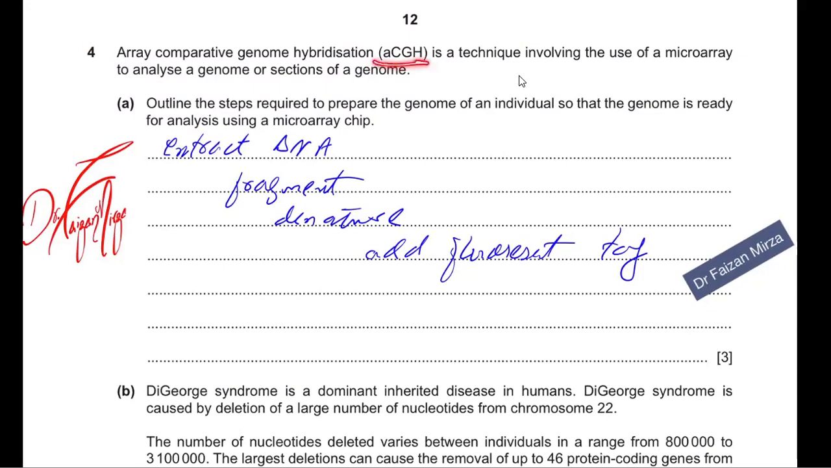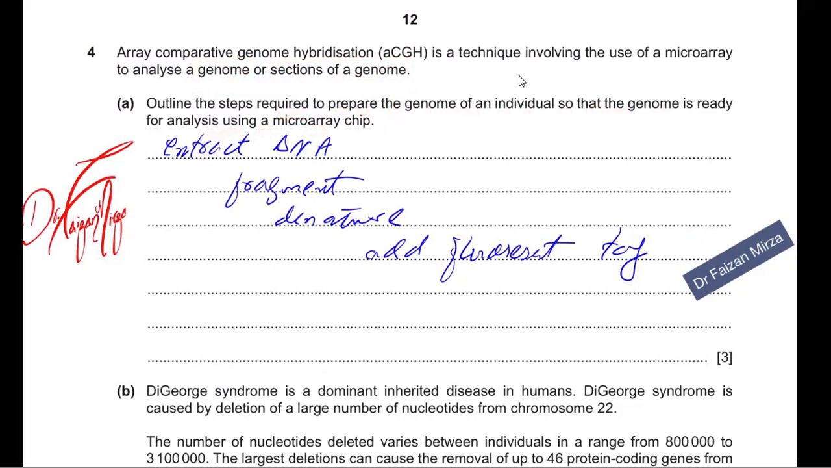They have given a technique, aCGH, a new technique that we do not study, but we do know what hybridization means. Hybridization is simply two strands of nucleic acids binding to one another through complementary sequences. So it's a technique using a microarray to analyze the genome or sections of the genome. Either the whole genome or just a part of it is monitored here. Outline the steps required to prepare the genome of an individual so that it is ready to analyze on the microchip.